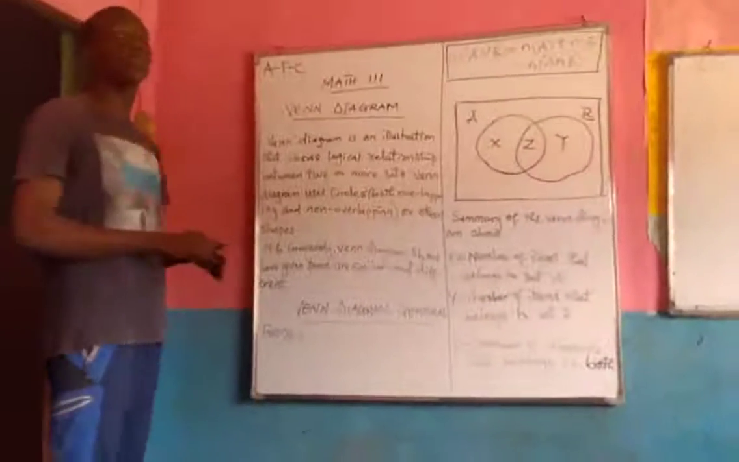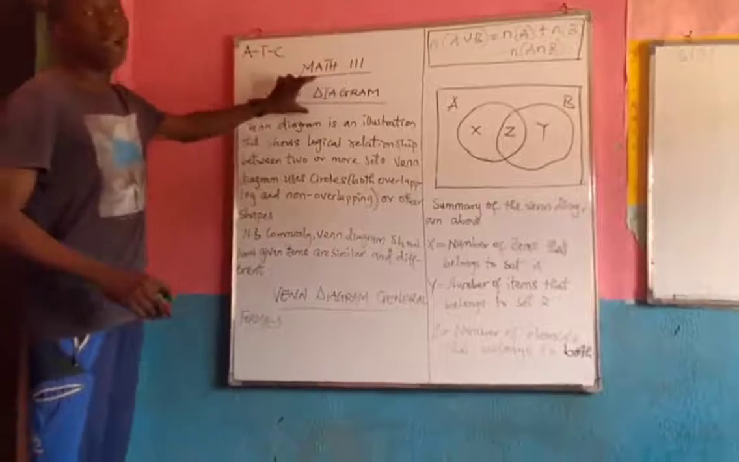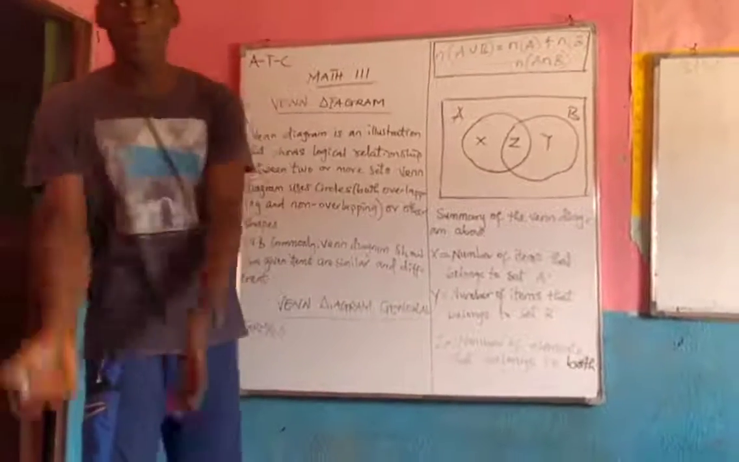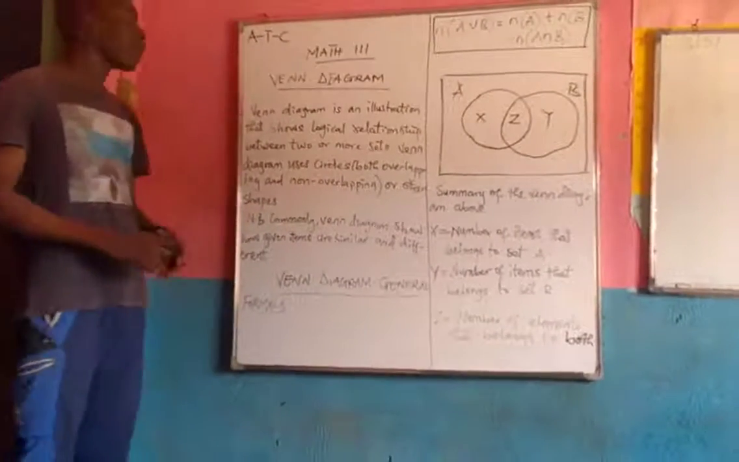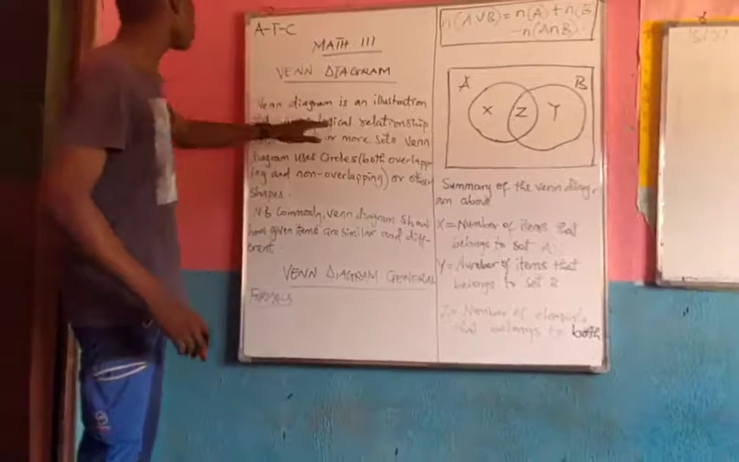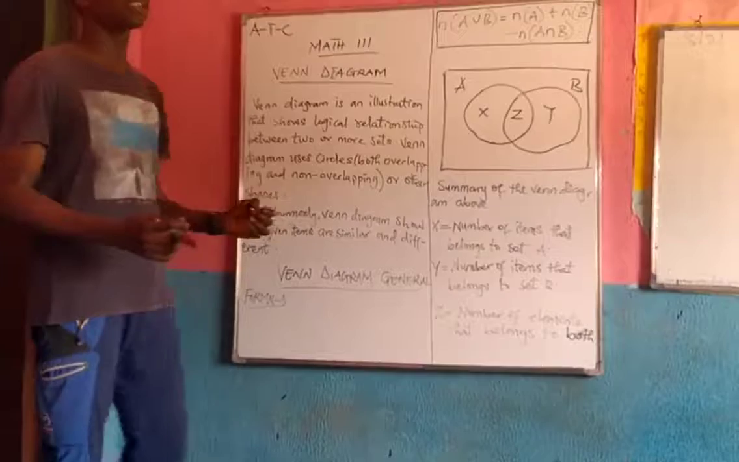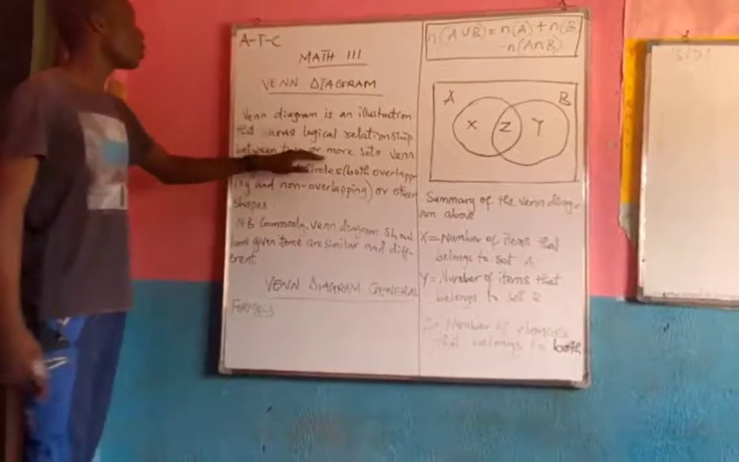Welcome to advanced tutorial class, and today we are going to be considering Venn diagram under Math 111. Venn diagram is a topic that pertains towards set theory. Now, what's a Venn diagram? A Venn diagram is an illustration that shows logical relationship between two or more sets.